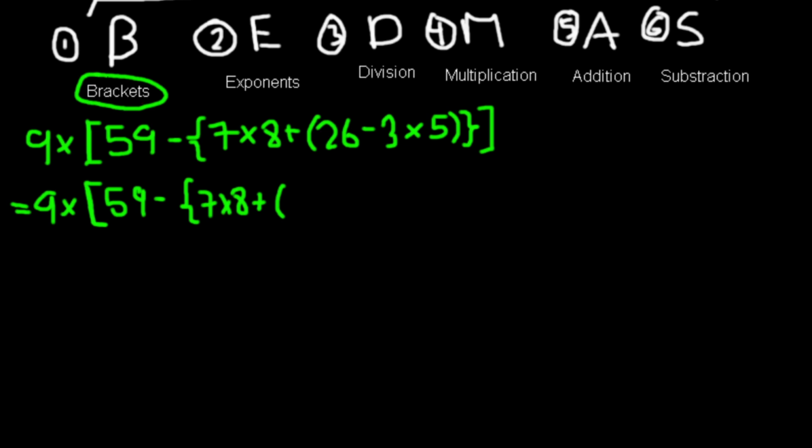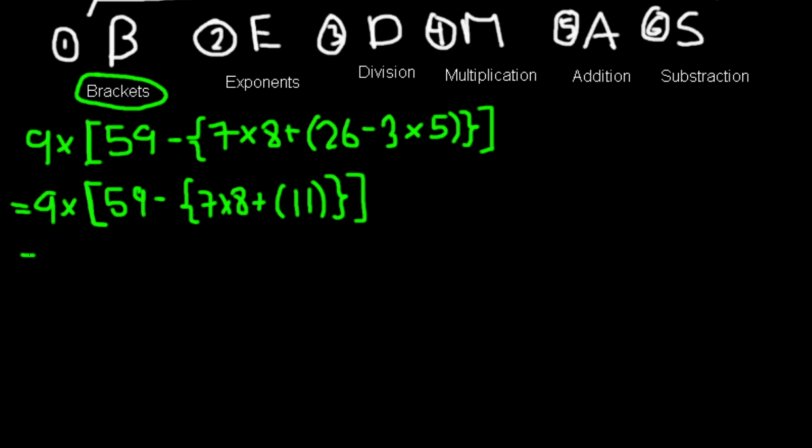Going through BEDMAS, you're not supposed to do the subtraction just yet, you're supposed to multiply first. So 3 times 5 gives you 15, and making our life a little more simple, we can rewrite this as 11 because 26 minus 15 is 11. Then we close off the squiggly bracket and close off the bracket again.